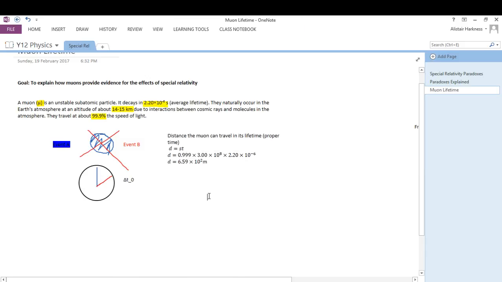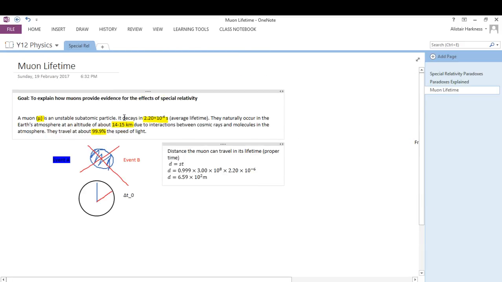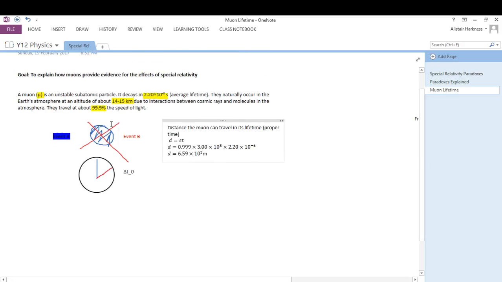So if we were to calculate how far it travels in this time, well, it's just a speed times time equation, so we know it's travelling at 99.9% of the speed of light, for this amount of time. So it should travel that far. So that is 6.59 times 10 to the 2 metres, that's about 660 metres. What we just said is that it's created this high, at that altitude.